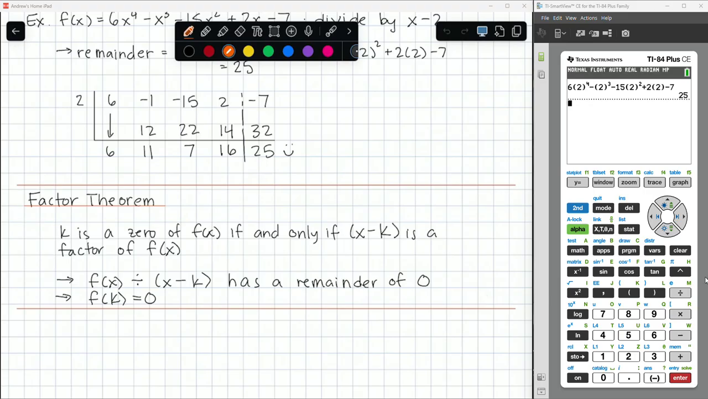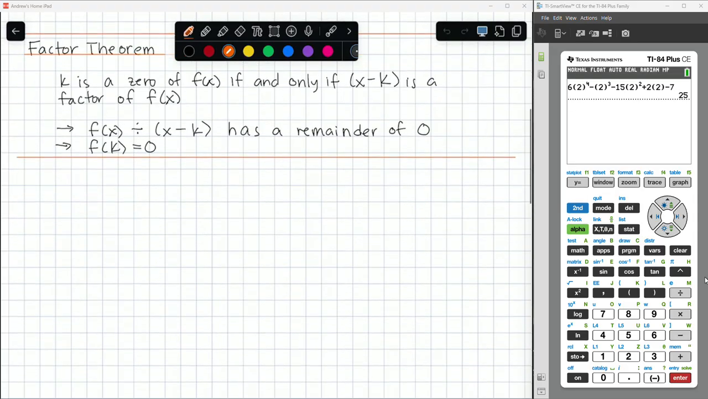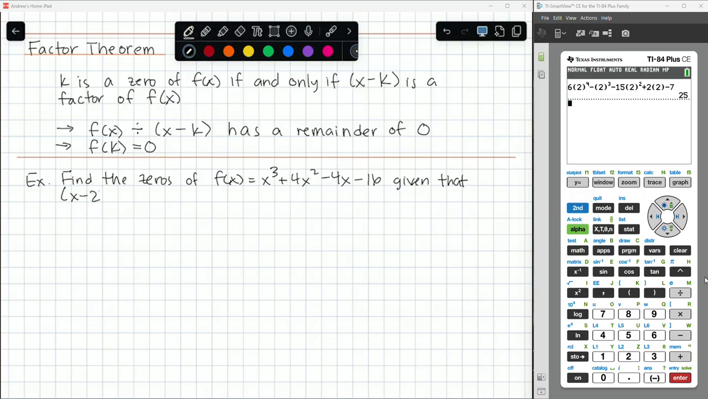So let's go ahead and use our new factor theorem to find all of the zeros of a polynomial. So for this example, we want to find the zeros of f of x equals x cubed plus 4x squared minus 4x minus 16, given that x minus 2 is a factor.